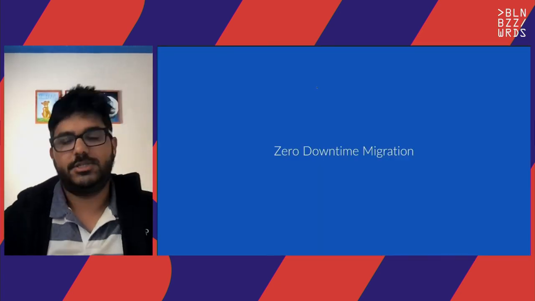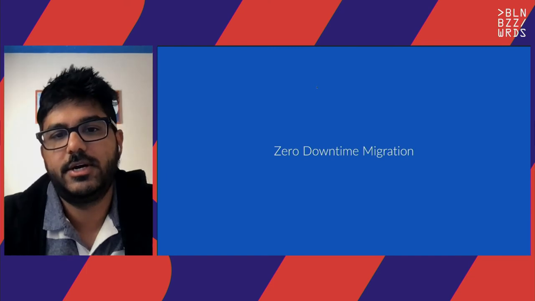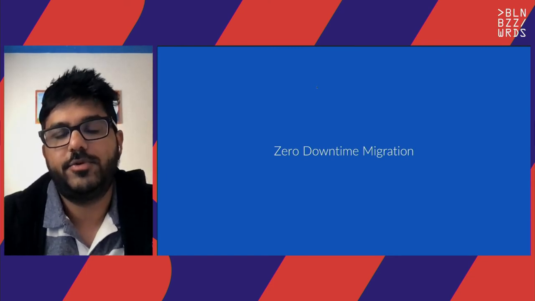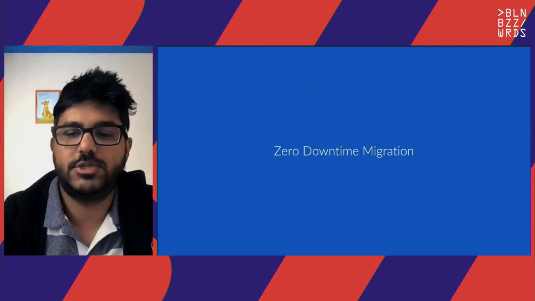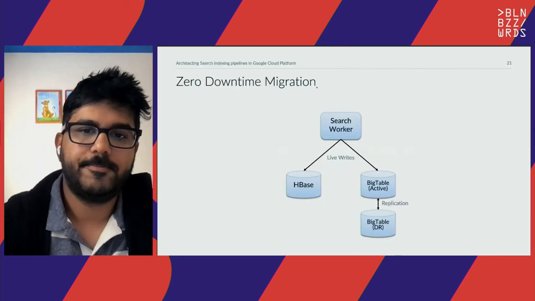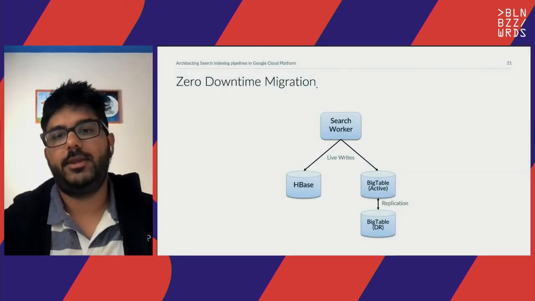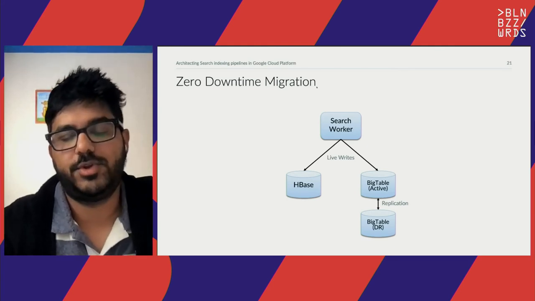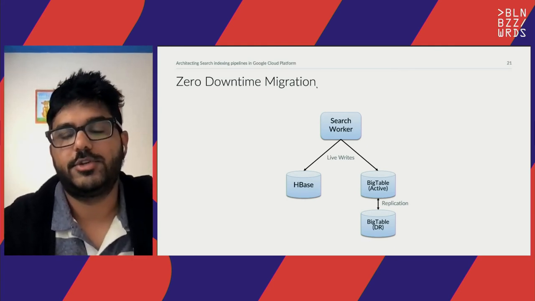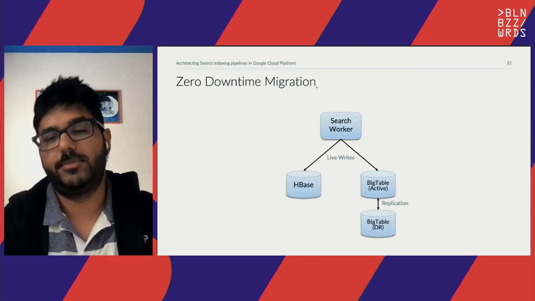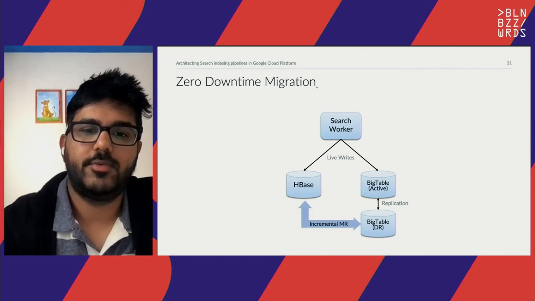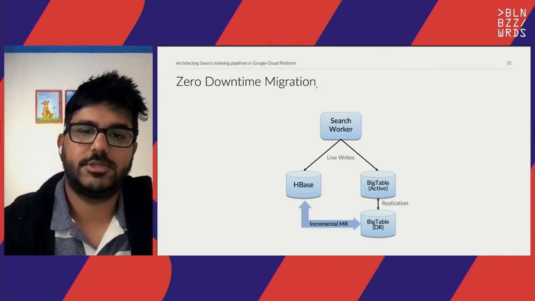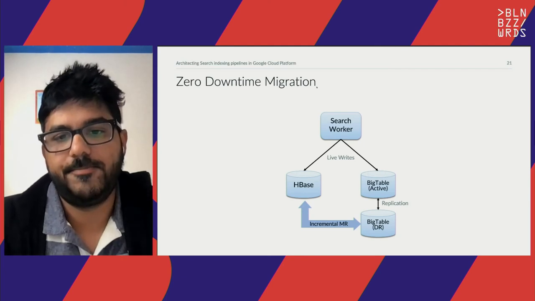So now that we understand how the infrastructure looks, let's look at how we performed a migration of over 200 terabytes of data from on-prem into GCP with zero downtime and zero data loss. To begin with, we forked the writes, that is, we ran dual writes from the search worker to HBase and Bigtable once we deployed Bigtable clusters in a replicated mode. Once the live writes were working, we started running incremental MapReduce jobs from HBase to migrate the data.